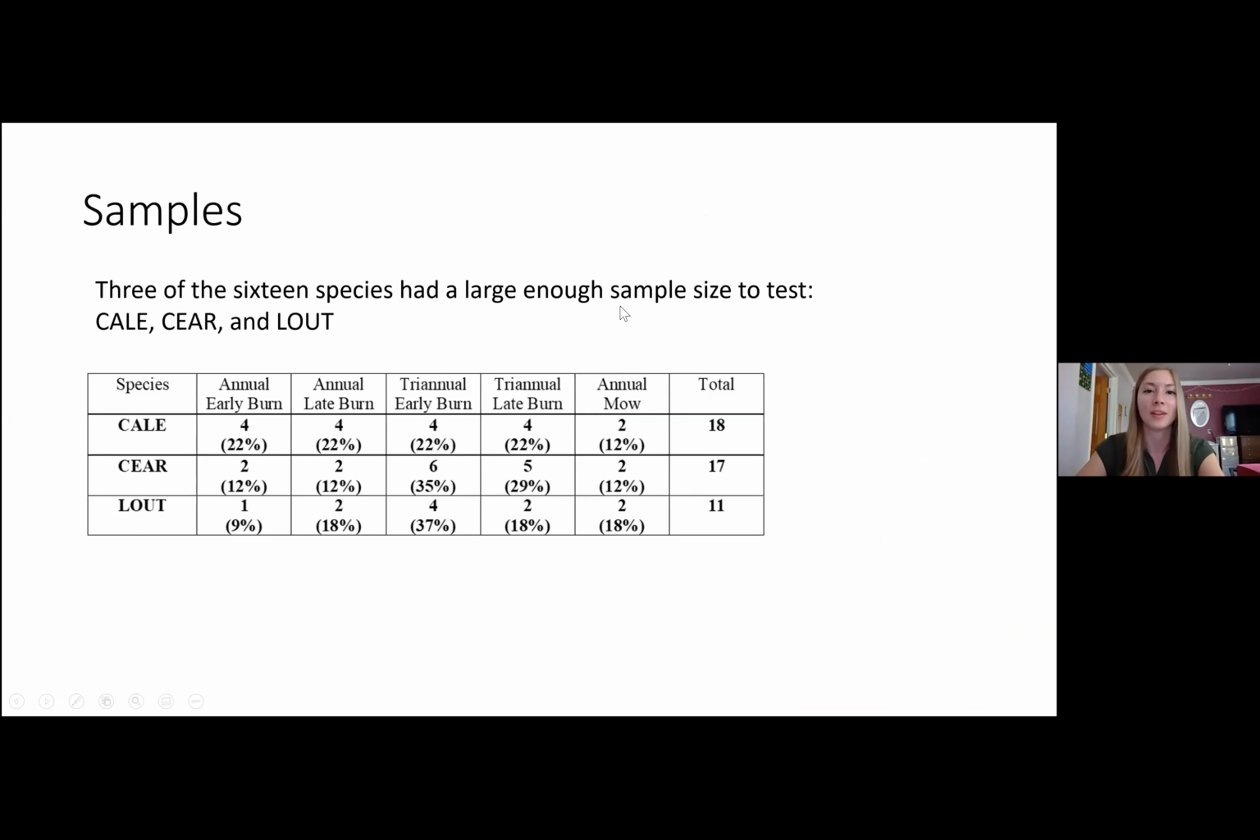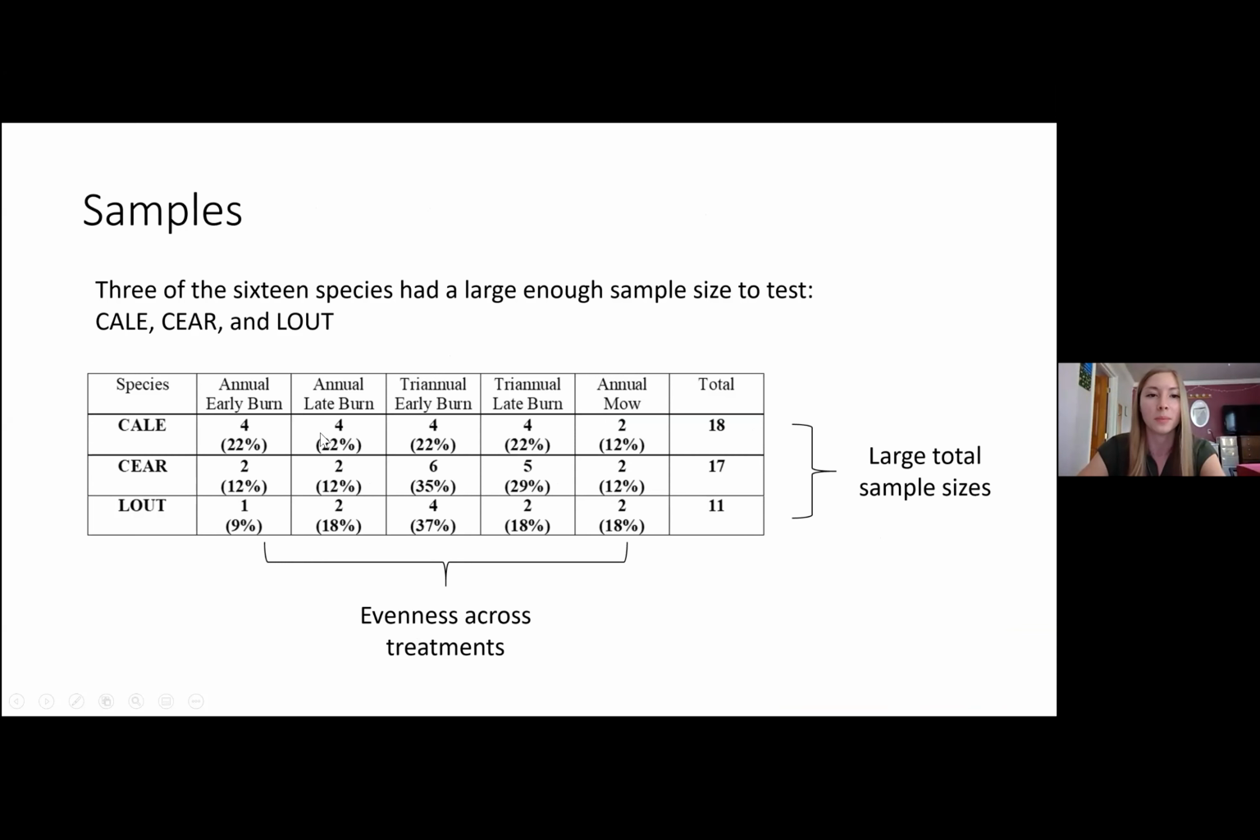3 of the 16 plant species had a large enough sample size to test. So we can see that we have a fairly large sample size. It could have been larger had I collected more plants from these plots. And I wanted to collect enough samples so that we had an evenness across treatments. So you can tell that some plots didn't have quite as many samples represented as others, where the triannual early burn had many samples and the annual late burn perhaps didn't have as many samples. And that was just because it's difficult to control what plants I was sampling from these areas, since it's growing in a natural open prairie.